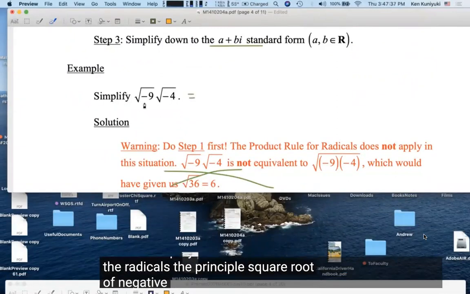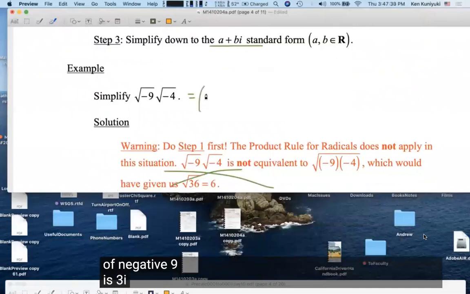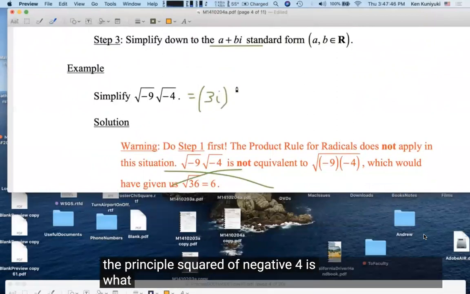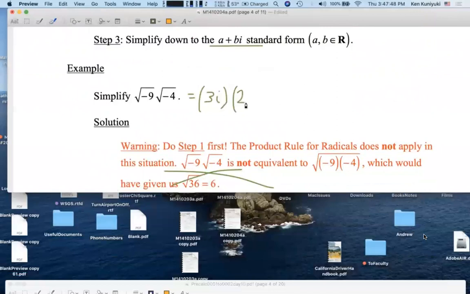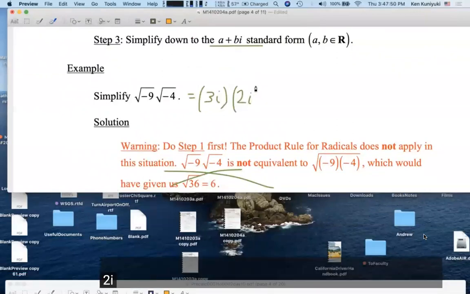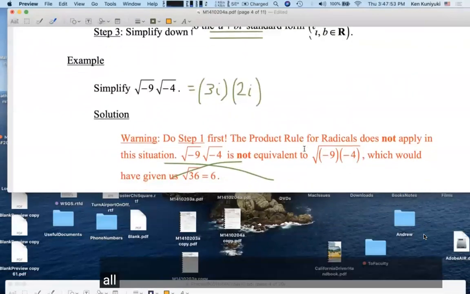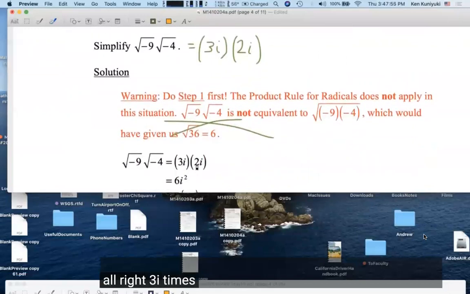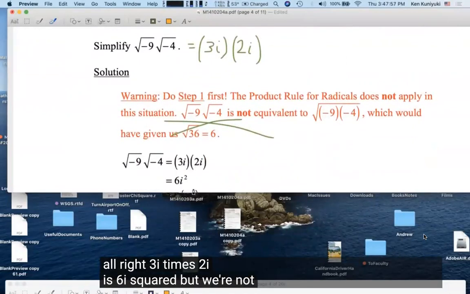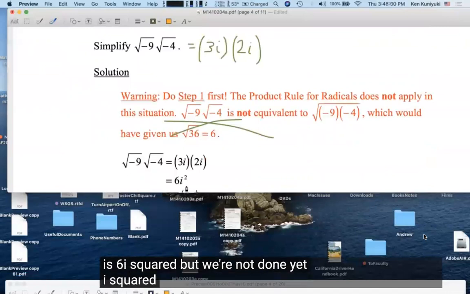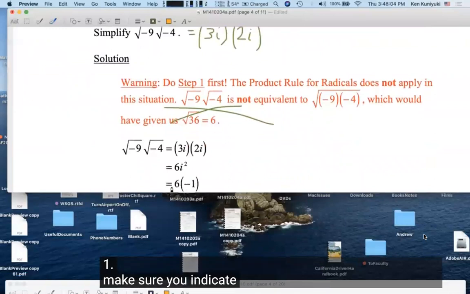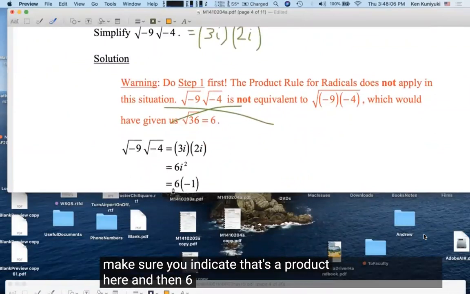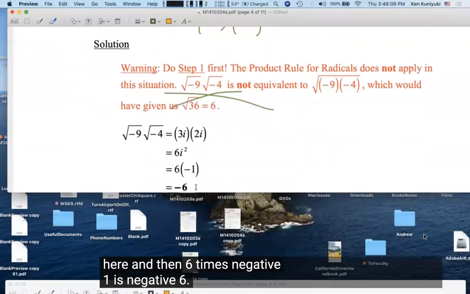The principal square root of negative 9 is 3i. The principal square root of negative 4 is what? 2i. All right. 3i times 2i is 6i squared, but we're not done yet. i squared is what? i squared is negative 1. Make sure you indicate that's a product here. And then 6 times negative 1 is negative 6.